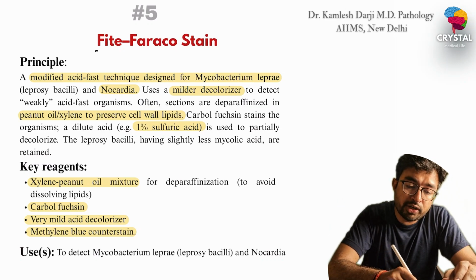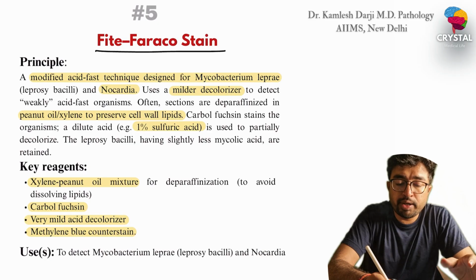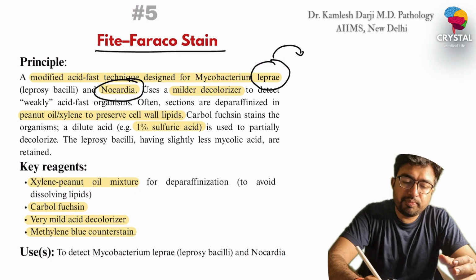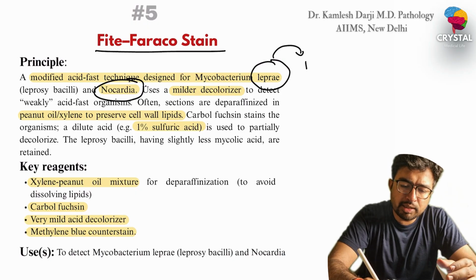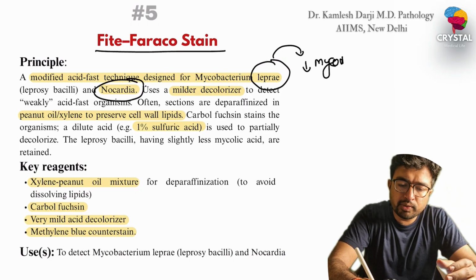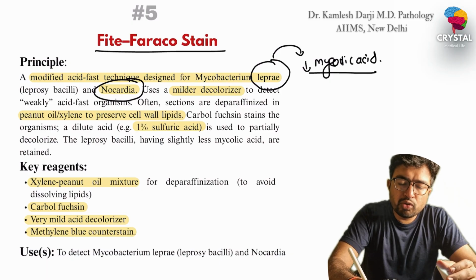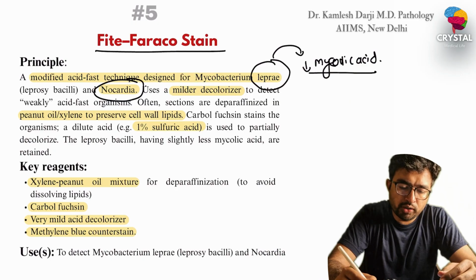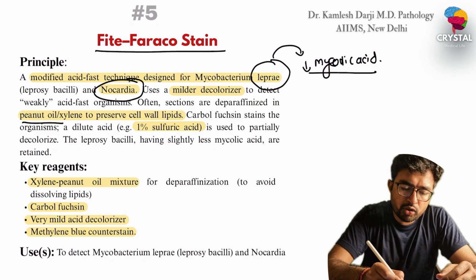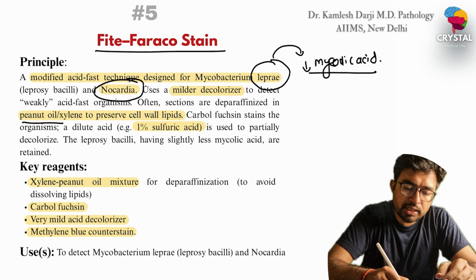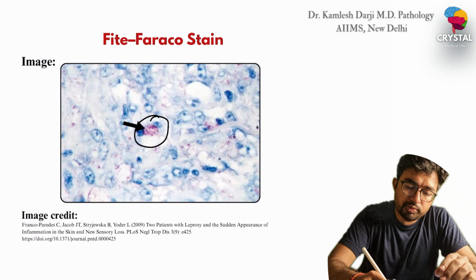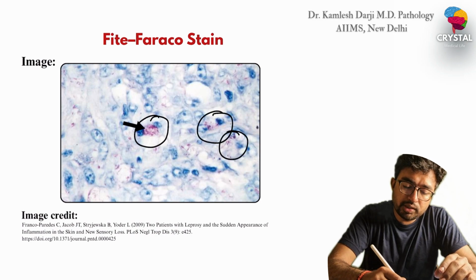Next is the Fite Faraco stain, which is also used for Mycobacterium leprae and Nocardia. In these organisms, there is a very small amount of mycolic acid, so you cannot use a strong acid alcohol. So you will use peanut oil or xylene to preserve cell wall lipid, and a very low concentration of sulfuric acid, which is 1%. So you can see the skin biopsy with the lobules of lepra bacilli.